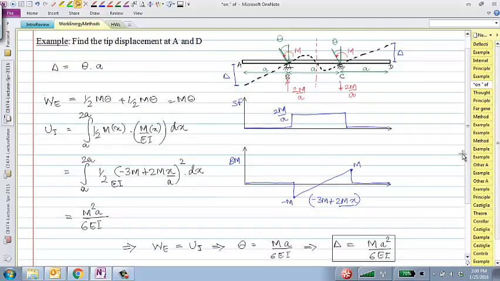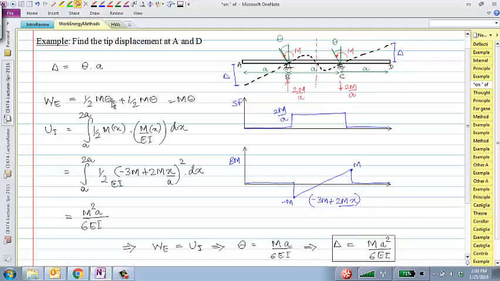So once again, what we did in this problem was to first make sure that the unknown that was asked for, the delta at A and D, we express in terms of the unknown that we can actually calculate using real work and real energy. We converted delta to theta, and then found theta using the simple principle of external work done equal to internal energy stored. Always, real external work done will have this factor of half times m times theta, or half times p times delta.